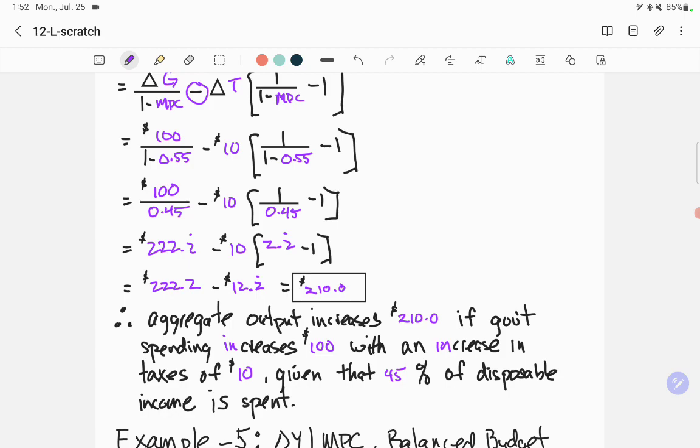So the key to doing this is two points. First, delta G times MG minus delta T times MT. And MT is MG minus 1. Questions?